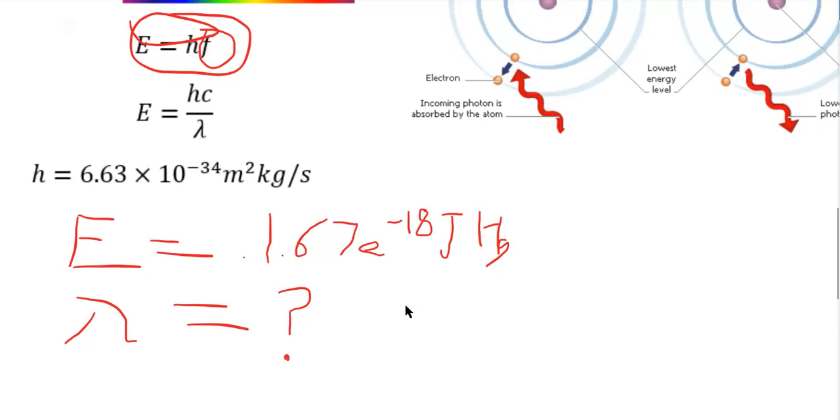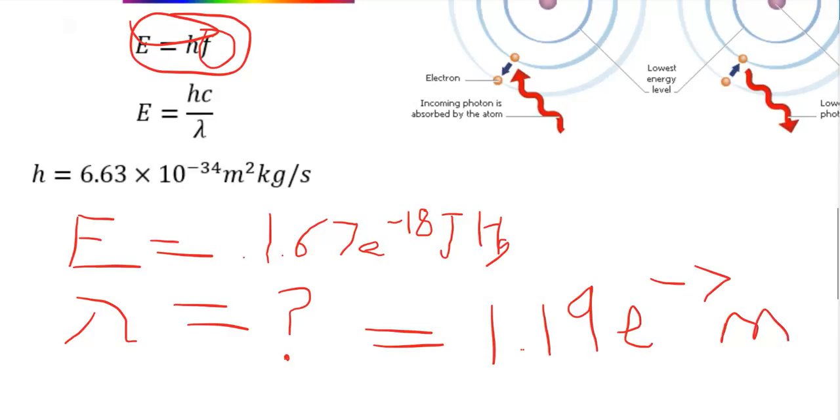So the answer I got was 1.19 times 10 to the negative 7th meters. That is something like 119 nanometers, which is in the X-ray region, which is pretty high energy. So yeah, cool to know.